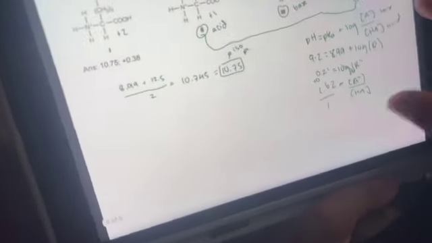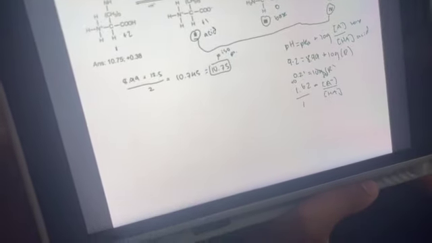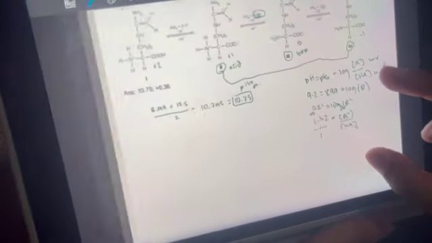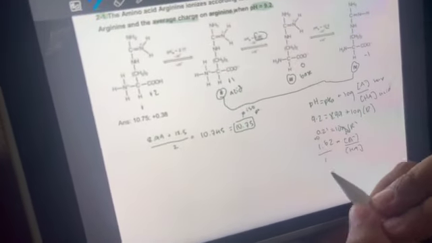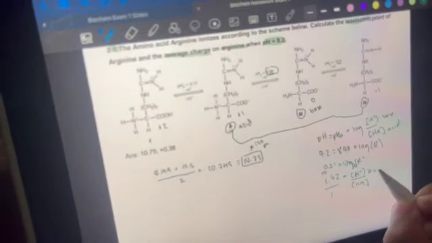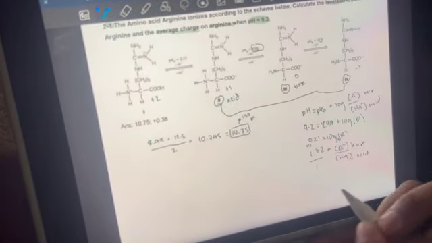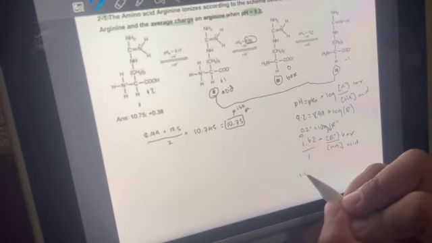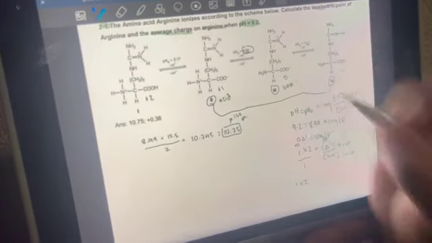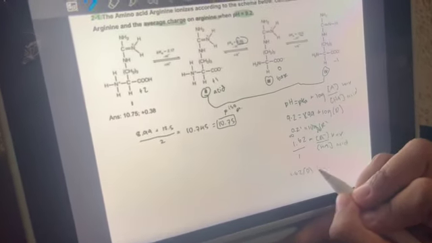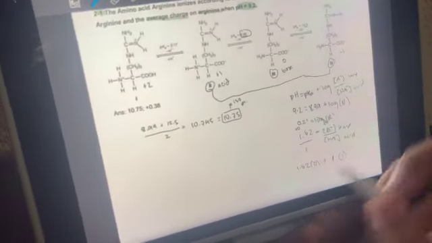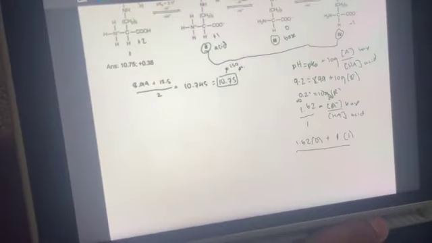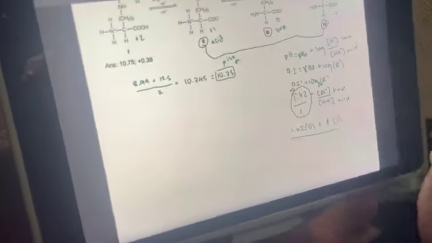So now we're going to calculate the weighted average to finally get the average charge. For the weighted average, we're going to compare the base and the acid and their charges. So first we're going to do 1.62, which is the base, and the charge of the base is 0. So we'll multiply that times 0. We'll add it to the acid, which is 1, times the charge of the acid, which is +1, and that's our top.